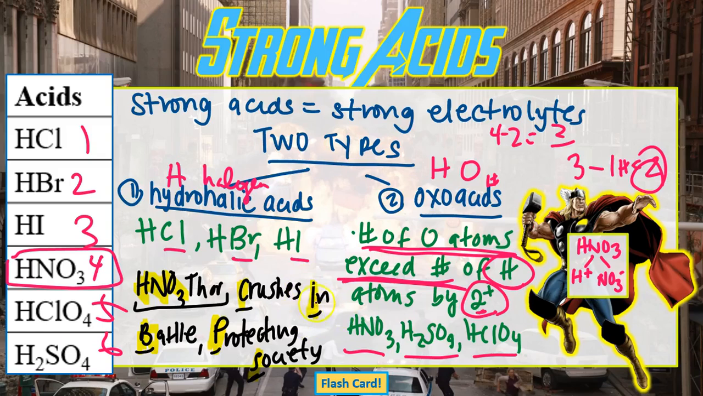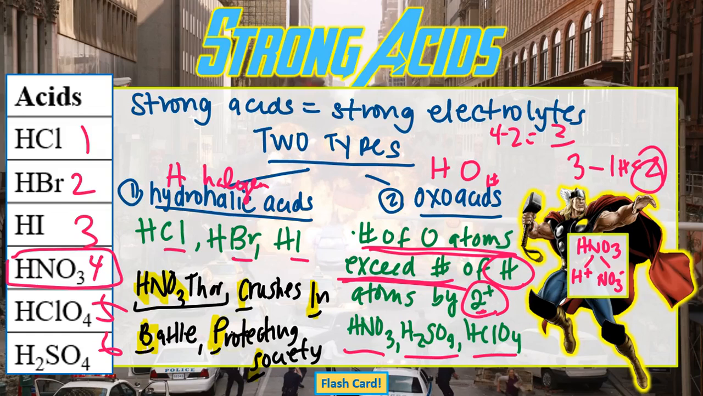In battle, so it's going to be I and B. I is going to represent hydroiodic acid or HI, right? Battle is going to represent hydrobromic acid. Protecting is going to represent perchloric acid. And society is going to represent S, which is sulfuric acid. So if you want to use this mnemonic, you can. Of course, it's going to be how you organize your flashcard moments to get you through.